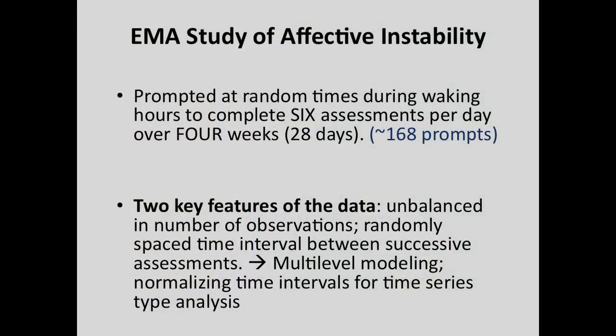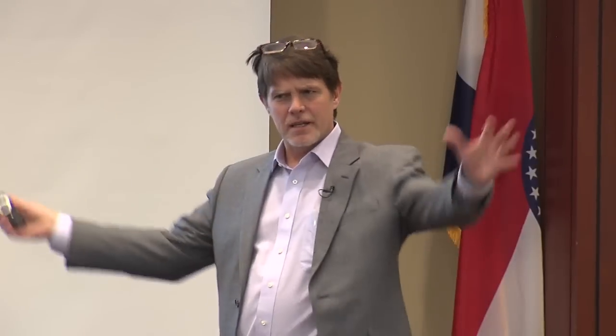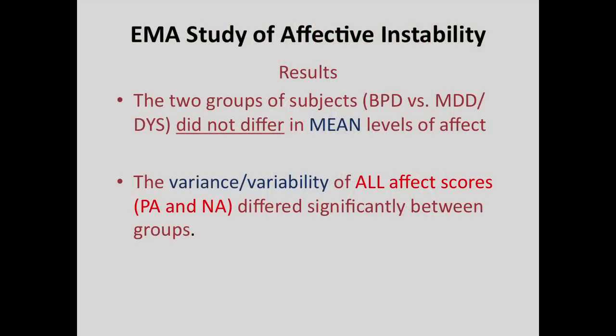But with these data, we used multi-level models to test some of these assumptions, and the basic result is that if you looked at just the mean levels of these affects, they did not distinguish the two diagnostic groups. That's the reason I included the two: they both have high levels of negative affect when you just go over time, the whole study. However, the variance and variability of all affect scores differed significantly between the two groups. Specifically, there was more variability in all affect scores for BPD folks versus those with depression.